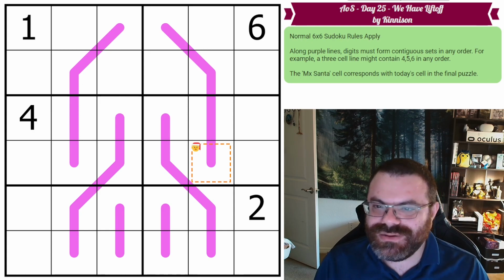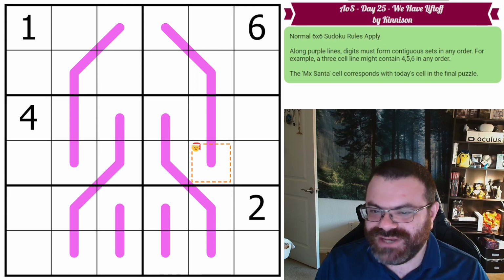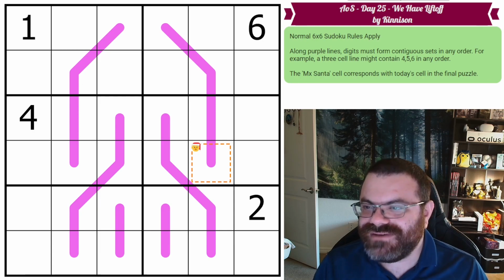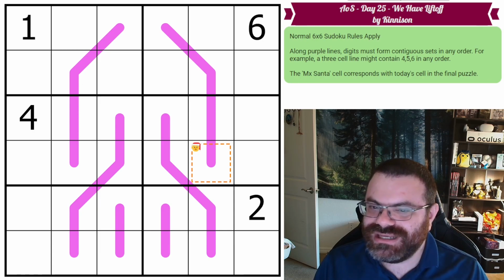So this is puzzle number 1 of day 25. There will be a second puzzle, and I'll make a second video for that. This one's called We Have Liftoff. As always, it's by Kinnison. We have normal 6x6 Sudoku rules.